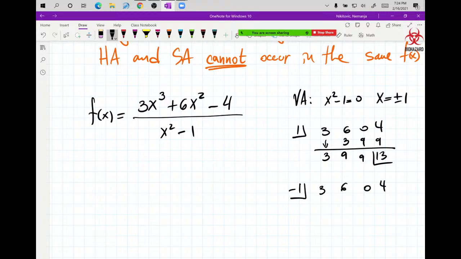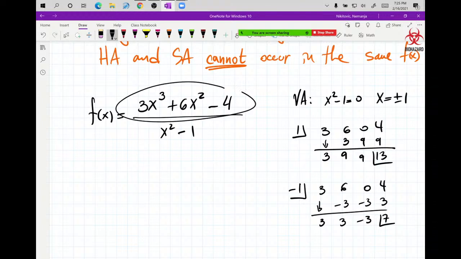And now negative 1. 3, 6, 0, negative 4. That's a 3. That's a negative 3, that's a 3, that's a negative 3, that's a negative 3, that's a positive 3, that's a negative 1. It's not a 0. So this is not divisible by either x plus 1 or x minus 1, which means they don't cancel. So because they don't cancel, both of these are vertical asymptotes. Good.